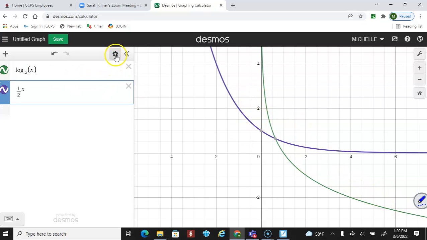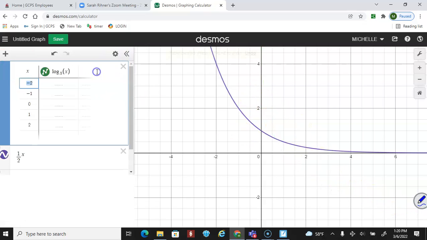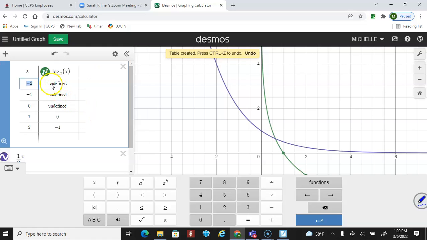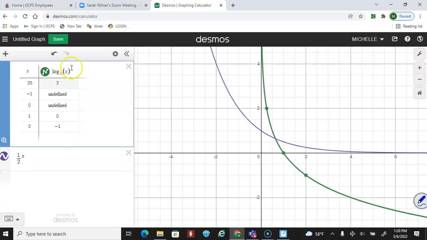Now what I want to do is get the table for this. Notice that these values are undefined over here. The reason is that this graph is never going to go left of the y-axis. That is going to be our asymptote when we're talking about logs. So I'm going to put in some of those values we had before, like 0.25, and see what we get when we do that. And then I'm going to put 0.5.